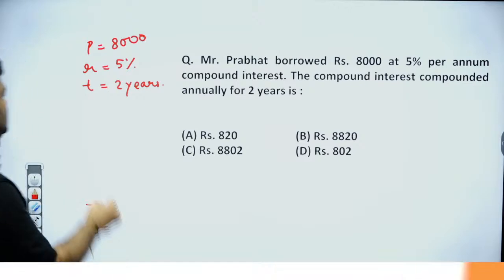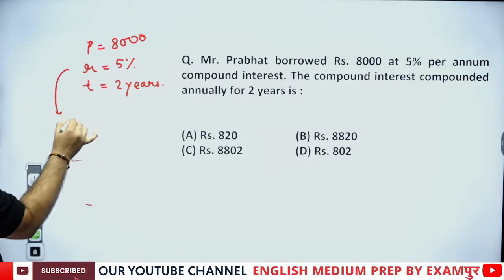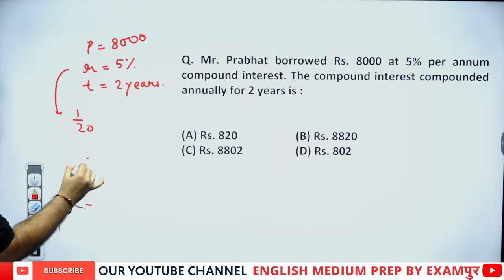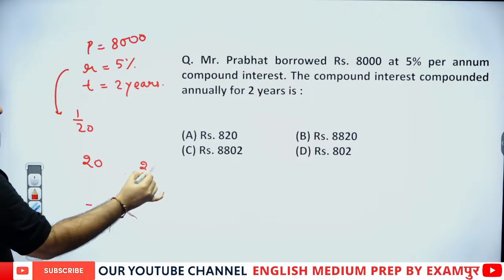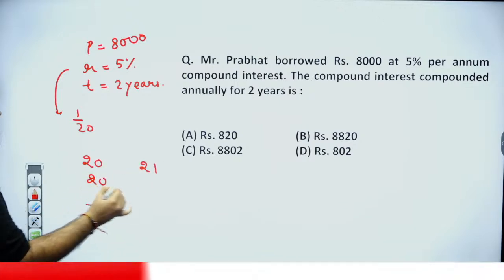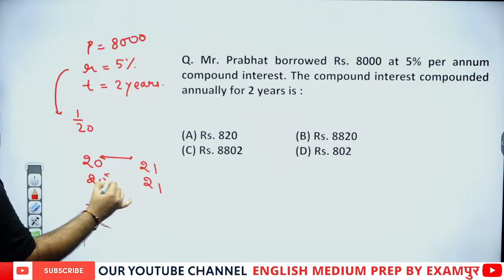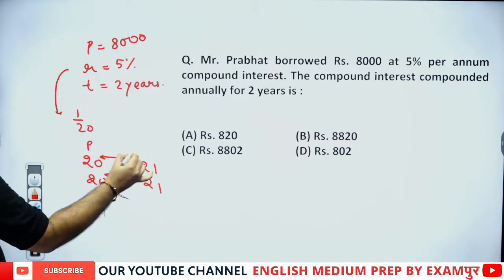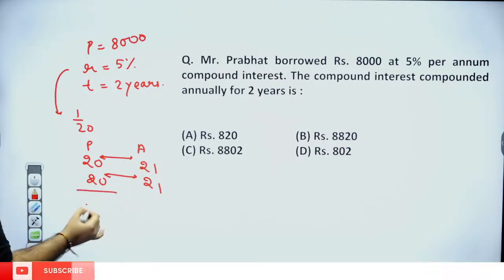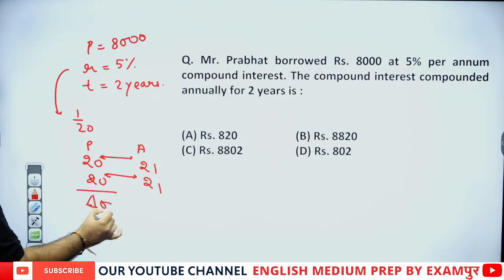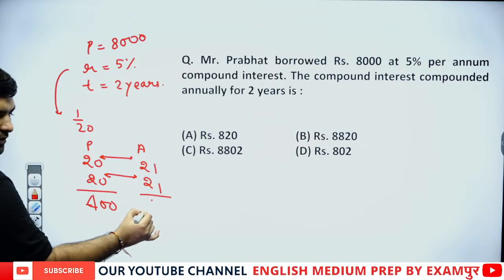Okay. So 5% is 1 by 20. So in 1 year, 20 will become 21. In the second year, again 20 will become 21. So overall 400 will become 441.